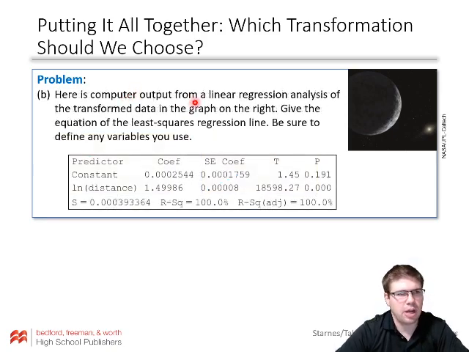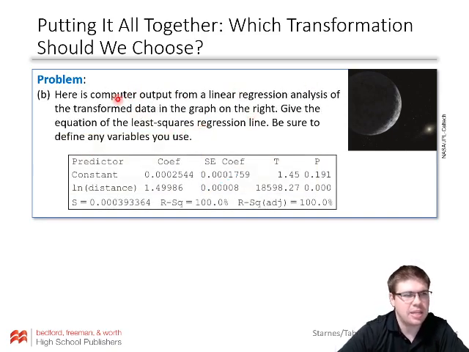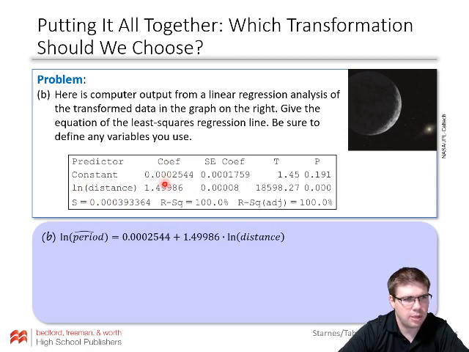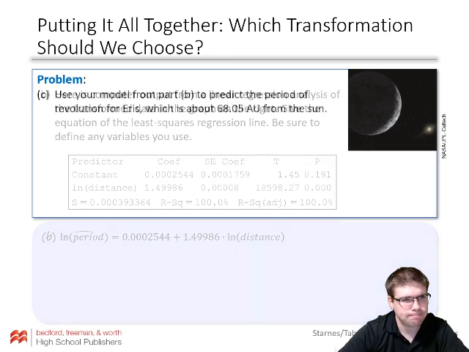So here's the computer output from a linear regression analysis of the transformed data in the graph on the right. Give the equation of the least squares regression line. Be sure to define any variables you use. So in that case, we used the logarithm of both. So log x, which in this case is distance, and the logarithm of the period is the y value. You get your y-intercept and slope. So you plug those in, y-intercept plus slope times that logarithm of distance.